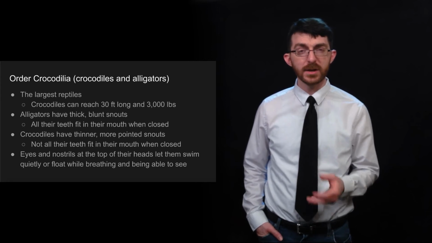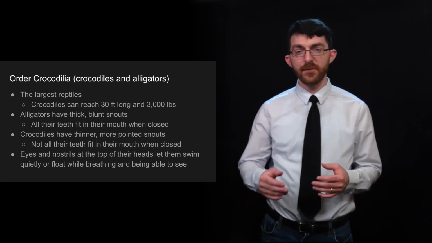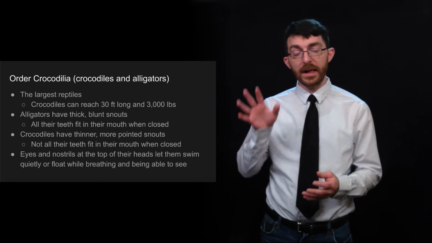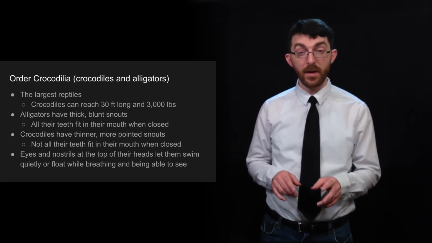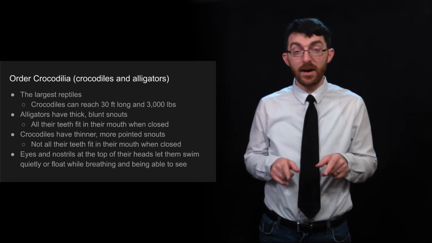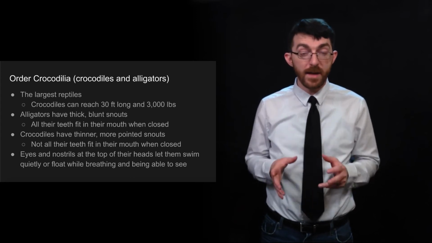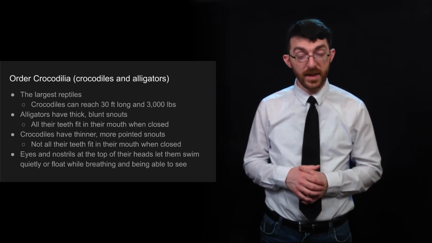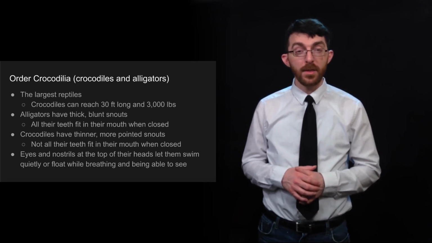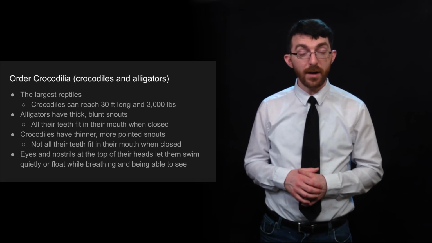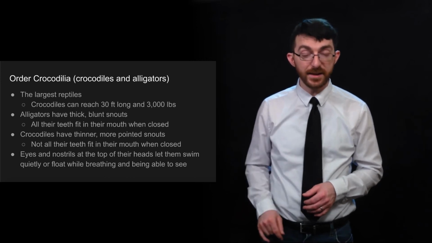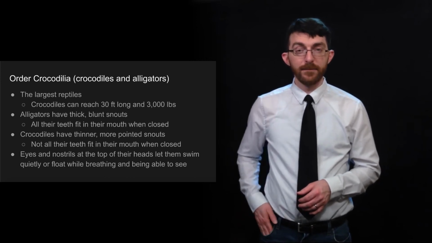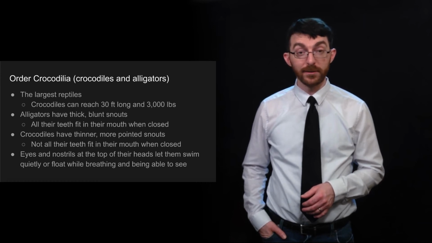So how to tell alligators from crocodiles? Alligators have short, blunt snouts, and when they close their mouths, all their teeth fit inside. Crocodiles, though, have a more pointy snout, and when they close their mouths, some of the teeth stick out. That's how you can tell the difference. Their eyes and their nostrils are at the tops of their heads so that they can remain mostly submerged in water and still be able to breathe and see. Makes them very good at ambushing out of the water.